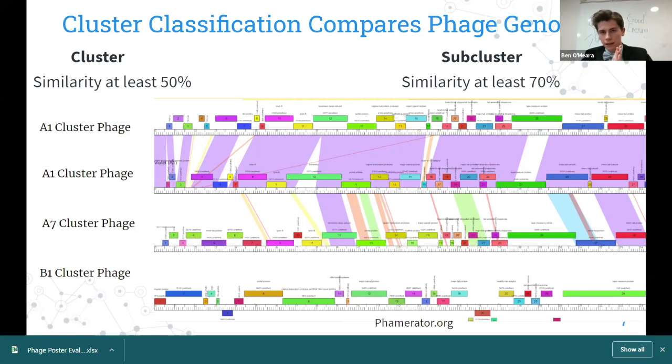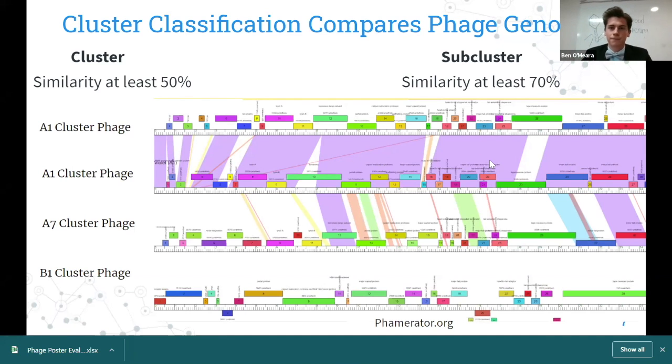However, we can take cluster classification one step further by looking at the subclusters. For 2 phages to exist within the same subcluster, they have to have a similarity in their genetic sequence of at least 70%. We can see a clear example of this between the 2 A1 phages located towards the top of the diagram. As you can see, there are a lot of these purple regions in between the 2 genomes, again signifying similarity between the 2 sequences. So we can hypothesize that both these A1 cluster phages, which exist within the same subcluster, will have similar functions and structures.